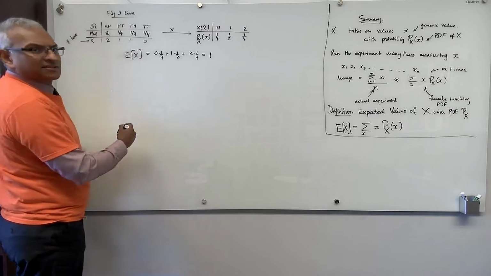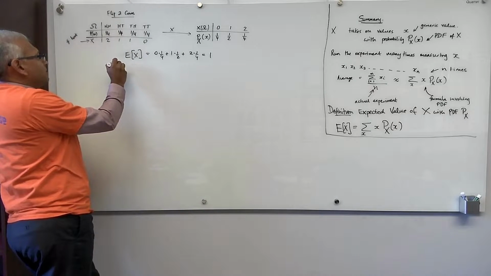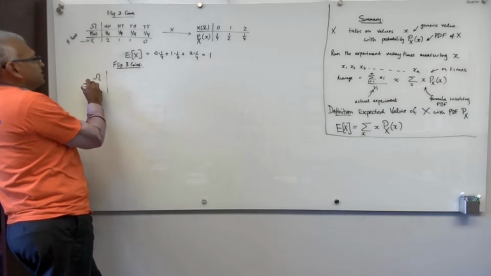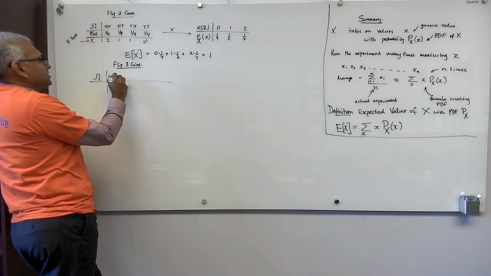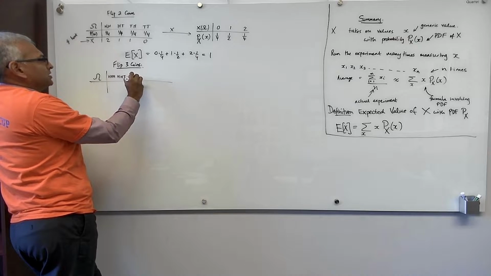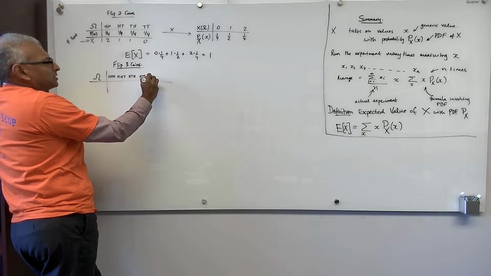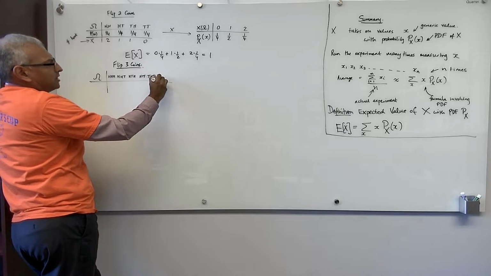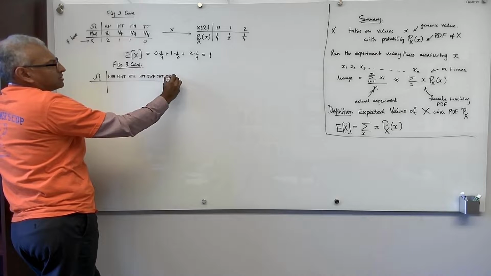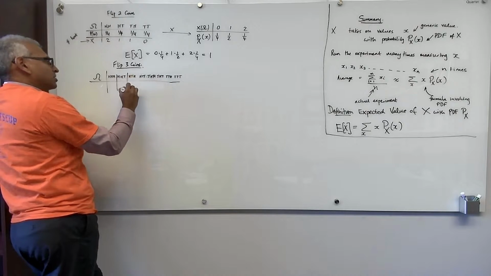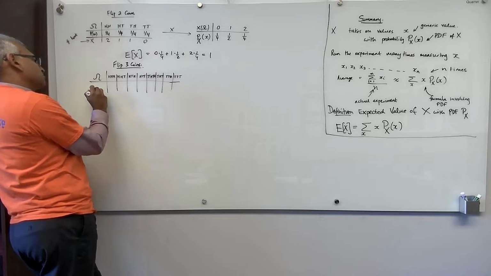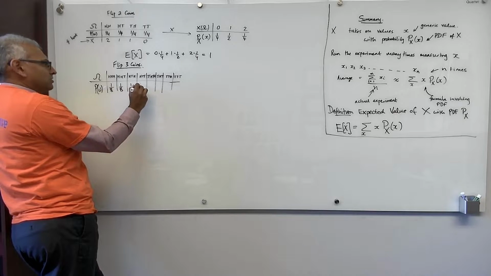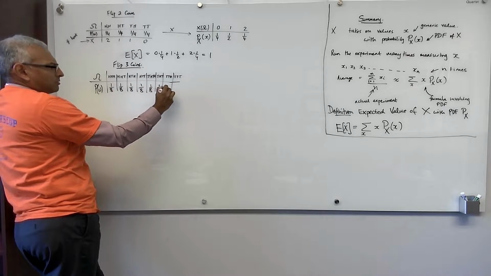Let's do the next level of complexity. Flip three coins. Now the sample space is a little more complicated. It's HHH, HHT, HTH, HTT, THH, THT, TTH, TTT. That's the sample space. Now it's gotten a very complicated sample space, and you can do the outcome tree and get the probabilities. It's a uniform sample space, so the probabilities are 1/8 each.